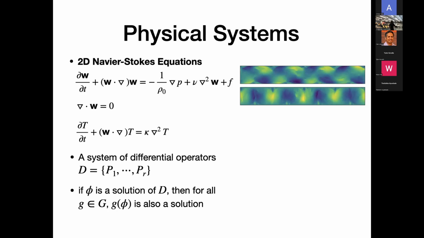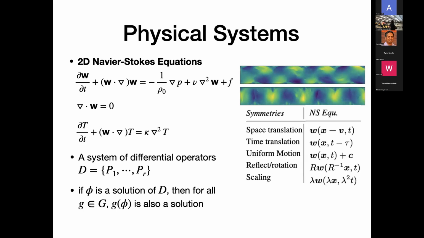by a group transformation, if this solution still satisfies this equation, so we can plug this solution back into the equation. And if it's still satisfied, then we say that this equation has this particular symmetry with respect to the group g. So according to this definition, we can basically list all the symmetries, for example, for the Navier-Stokes equation. When we look at the symmetries of the Navier-Stokes equation, we can have space, time, uniform motion, reflection, scaling, etc.